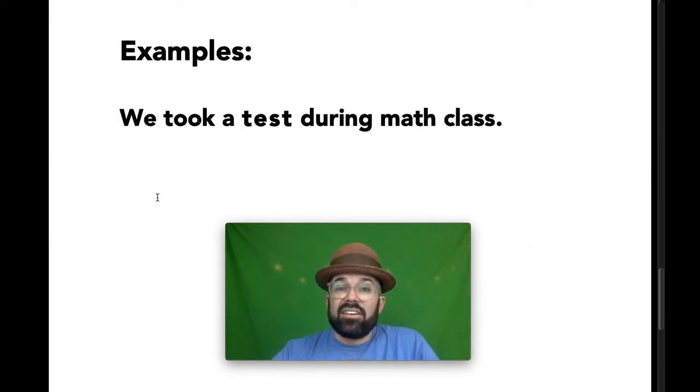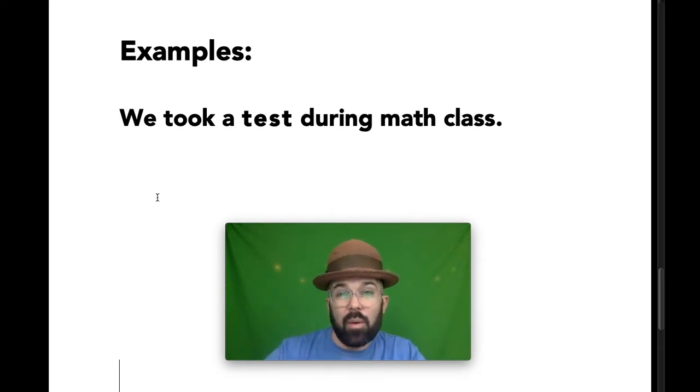We took a test during math class. This one has a few extra nouns after the verb, so it might be a little trickier to figure out which one is the direct object. But what can help is eliminating a prepositional phrase. Remember, a direct object will never be in a prepositional phrase. Nothing we ever look for will be in a prepositional phrase. That's why it's nice to kind of eliminate them from the equation before we get started.